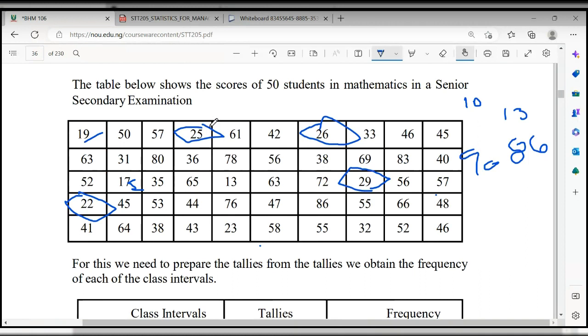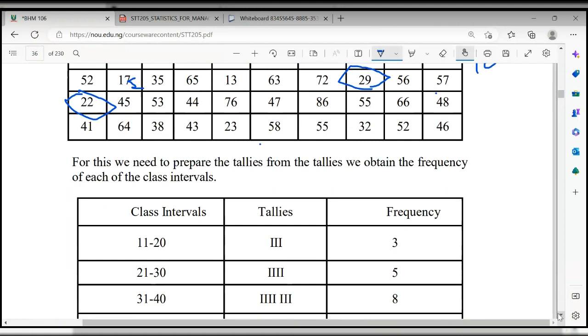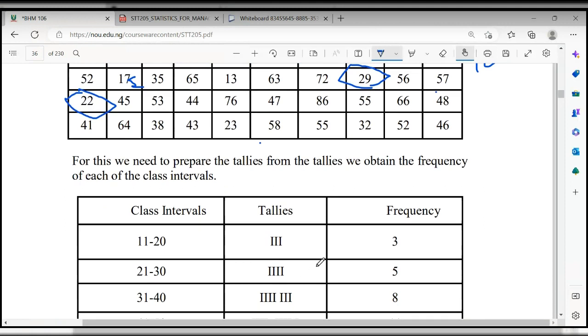Then for the second one, 21 to 30, you can see 25 is within that range, 26 is within that range, 22 is within that range, 24 is within that range. That's how they got this 4. So this should be 4, not 5. So 1, 2, 3, 4. This one should be 4. It's a typographical error. Unless there's anyone who has another one to check. Okay, there is one here. In that case, this tally should be like this. If it is 5, it should be like this.